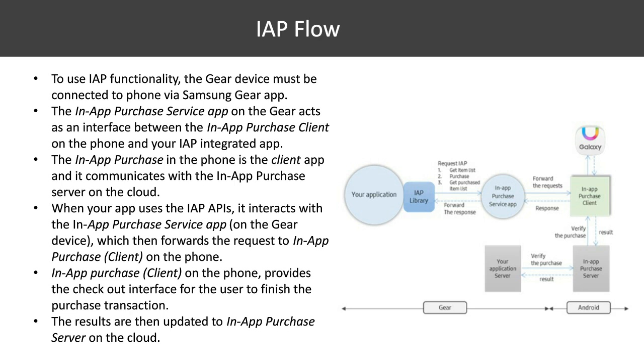The InApp Purchase in the phone is the client app, and it communicates with the IAP server on the cloud. When the app uses the IAP APIs, it interacts with the IAP Service app on the Gear, which then forwards the request to the IAP client on the phone. The IAP client on the phone provides the checkout interface where the user will be able to select the credit card type and double check the amount, and then he'll be able to do the actual purchase. The results are then updated to the server, which is on the cloud.